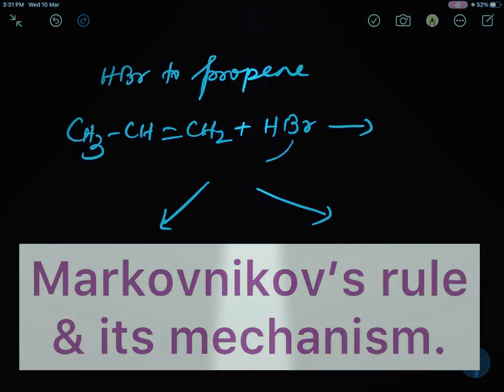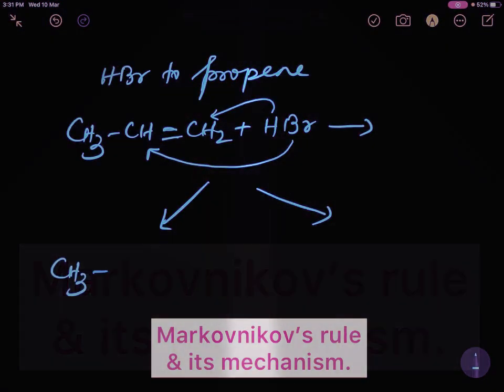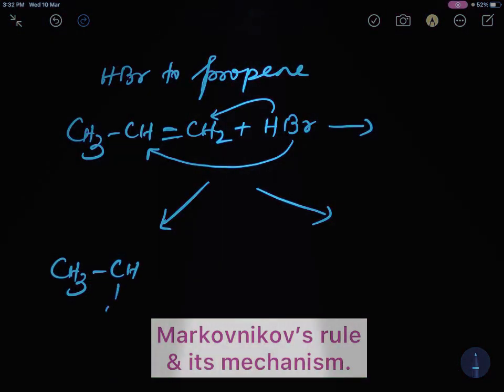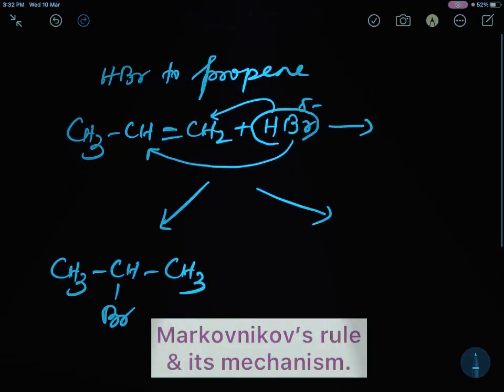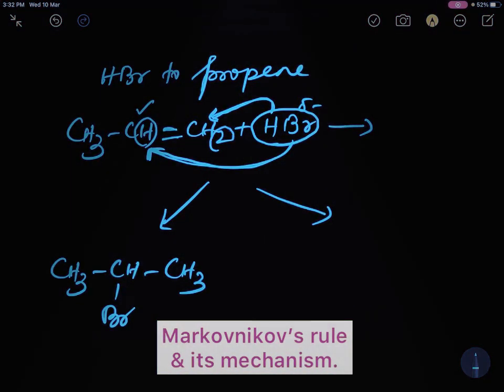In one case, bromine will be added to the carbon of the double bond which contains less hydrogen, and the positive part is added to the carbon atom which contains more hydrogen. This is according to Markovnikov's rule, and the product is CH3CHBrCH3. Here, the negative part of the addendum goes to the carbon atom of the double bond which contains less hydrogen, and the positive part goes to the carbon atom of the double bond which contains more hydrogen.